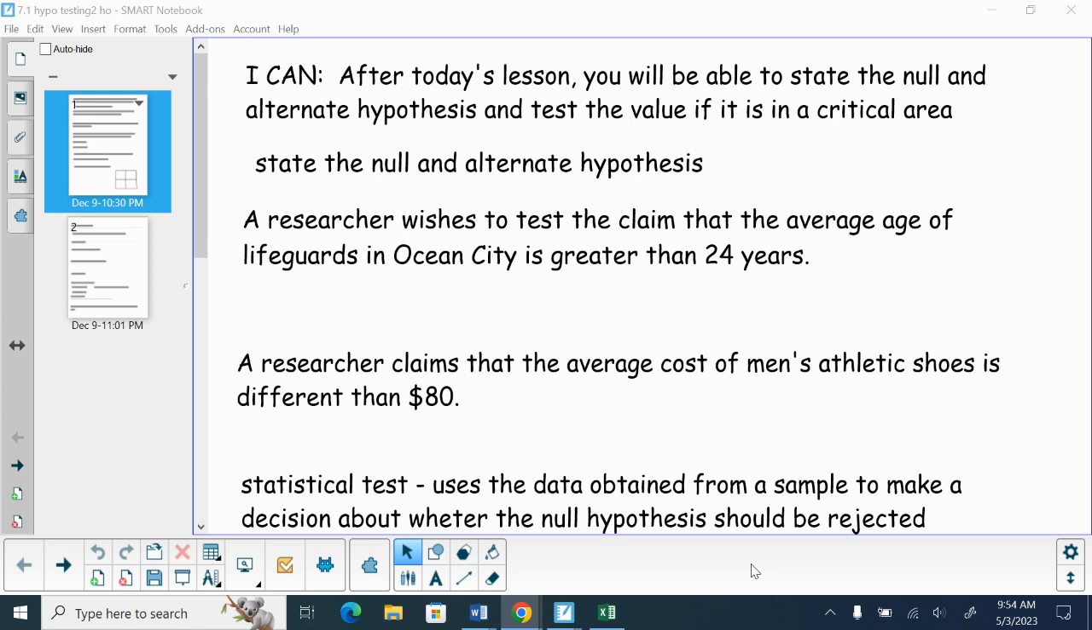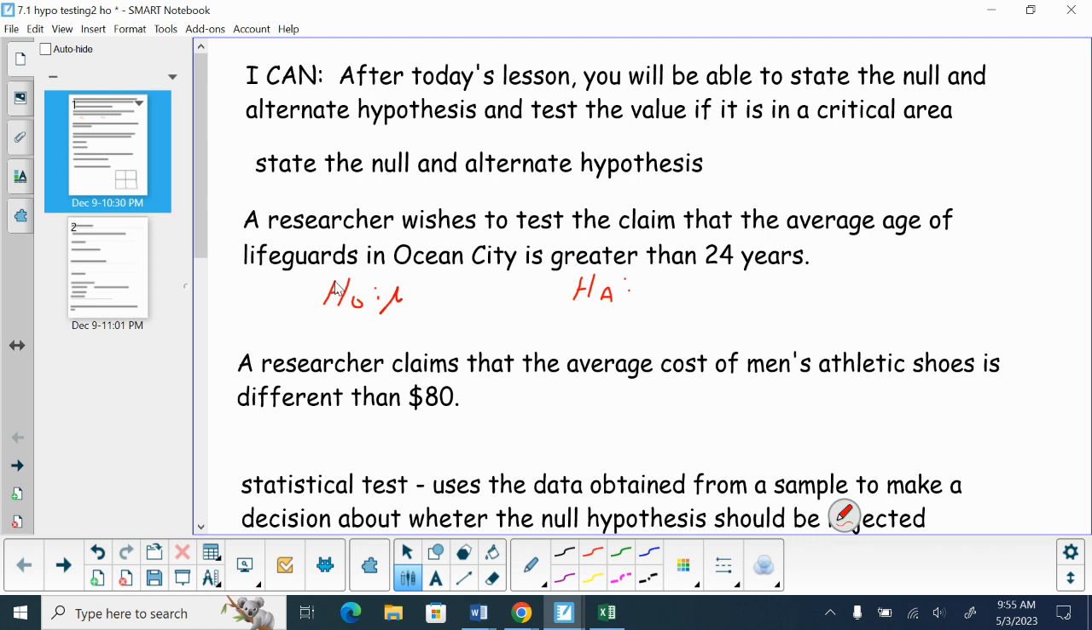Equality will always go with a null hypothesis, so always remember that as we go through this. If we take a look at some other problems here: a researcher wishes to test the claim that the average age of the lifeguards in Ocean City, Maryland is greater than 24. There's not really an established value there, and as we go through this, we want to state a null and an ultimate hypothesis.